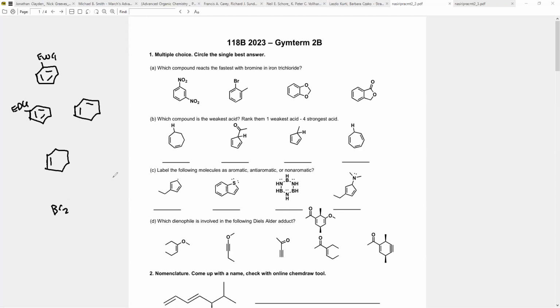Now, a very, very common mistake people make is they memorize certain topics with certain structures or certain molecules. For example, a couple of you guys might even just see A and think, okay, anytime I see EDG on a ring, I want to think that that's always the fastest.